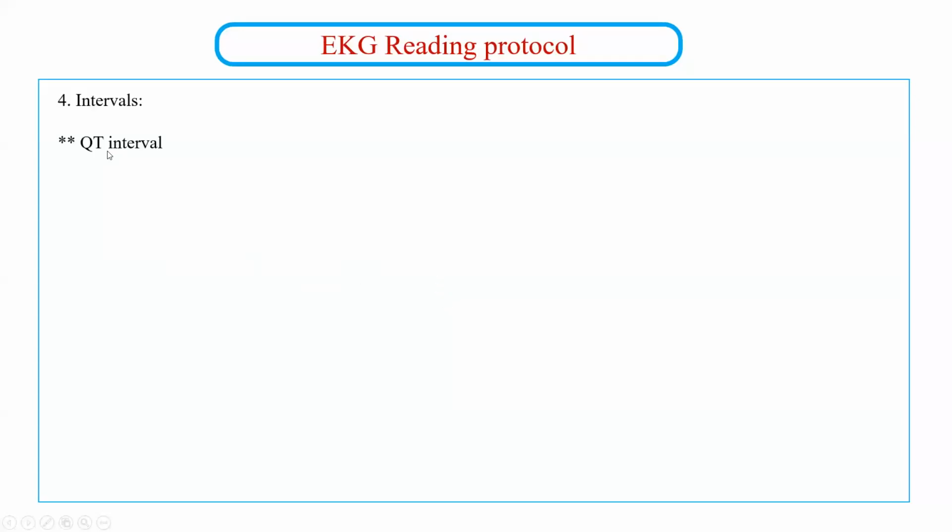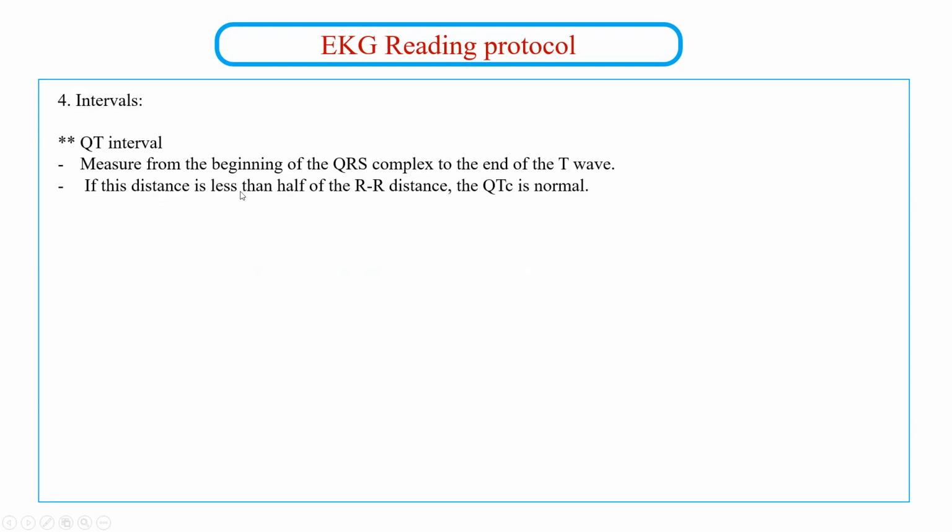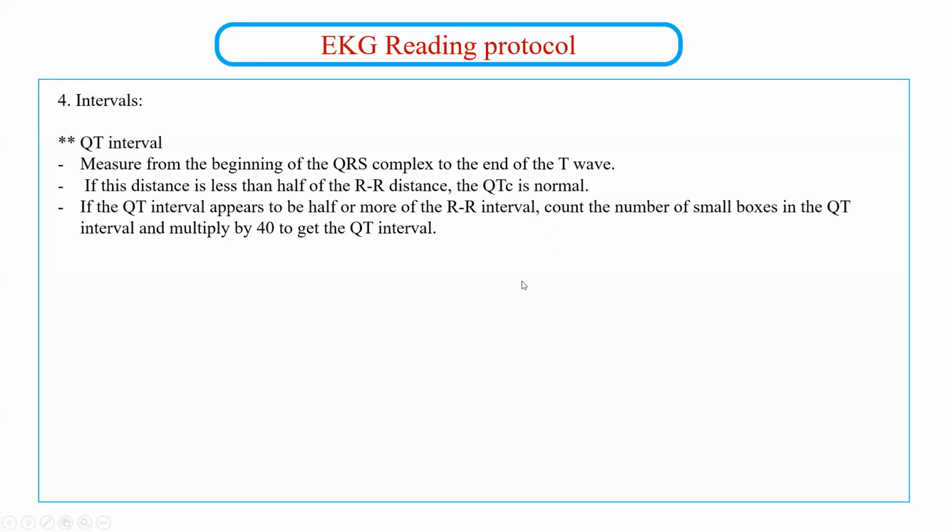The third interval is the QT interval. So how to measure QT? We measure it from the beginning of the QRS complex till the end of the T wave, from the beginning to the end. Now, if this distance is less than half of the RR distance, the QTc interval is normal. Okay, this is by eye. Just by eyeballing, you can say this is a normal QTc interval, if the distance is less than half of the RR distance. But what if it appears to be a half or more than a half?